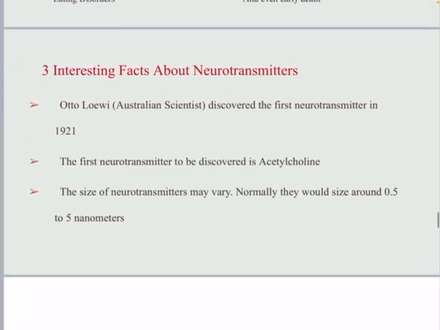Three interesting facts about neurotransmitters. Otto Loewi, an Australian scientist, discovered the first neurotransmitter in 1921. The first neurotransmitter to be discovered is acetylcholine. The size of neurotransmitters may vary. Normally they would size around 0.5 to 5 nanometers.